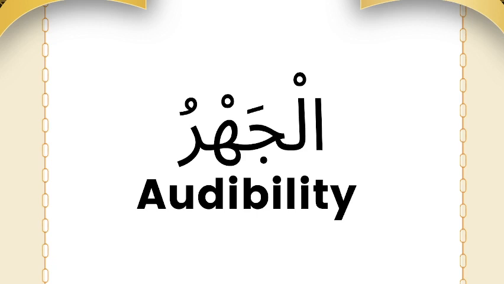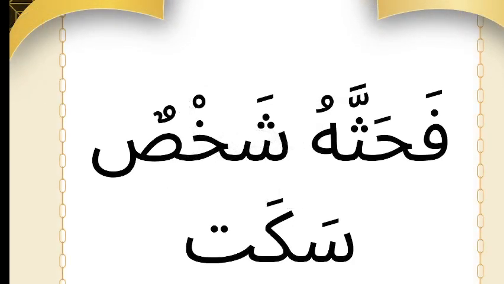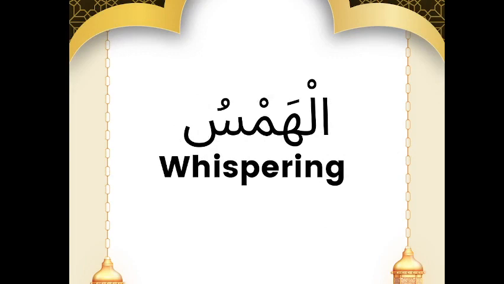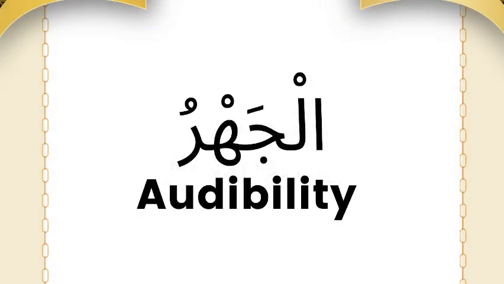Yesterday we said the alphabets of al-hams are 10, which are فحثه شخص سكت: fa, ha, tha, ha, shin, kha, sad, sin, kaf and ta. Those are the 10 alphabets of al-hams. Now the opposite, which is al-jahr, are all other alphabets. Apart from those 10 alphabets, all other alphabets have the quality, the sifa, of al-jahr.